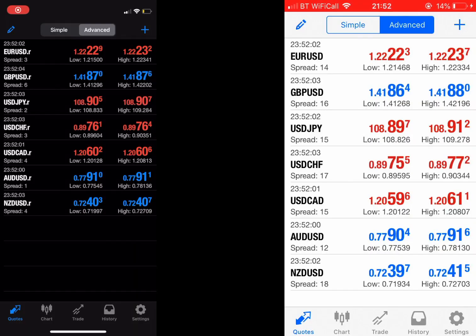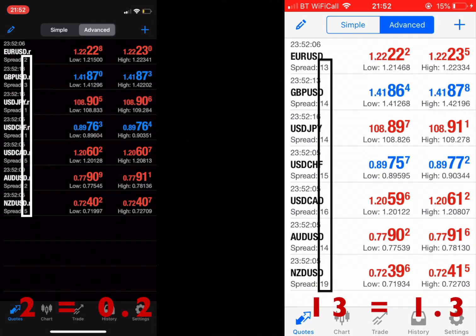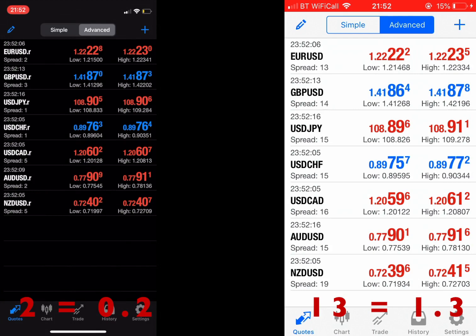Okay, so on the left hand side we have a raw account, and on the right hand side we have a standard account. So as you can see, the spreads are slightly different. I've selected the major currencies, so it's euro dollar, pound dollar, dollar yen, dollar Swiss franc, dollar CAD, Aussie dollar, New Zealand dollar for this test.